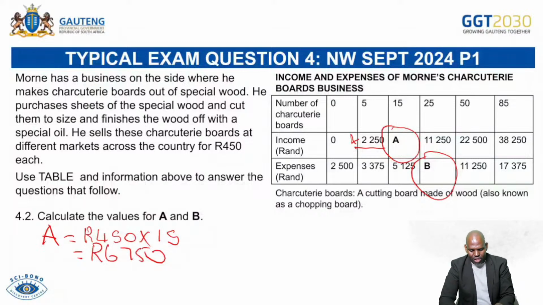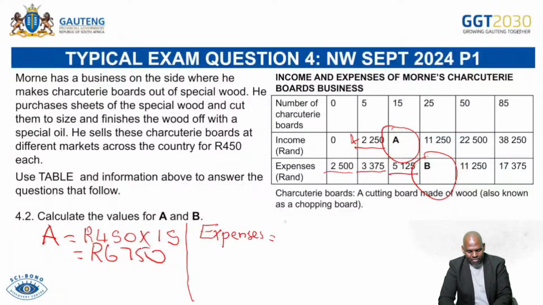Then the next one is the value of B. We need to check now. How do we get the value of B? Or how did they get the value of 2,500? How did they get the value of 3,375? And how did they get the value of 5,150? Now remember, to find the value of B, it must be expenses. Remember the formula for expenses is fixed plus variable. Fixed expenses plus variable expenses.